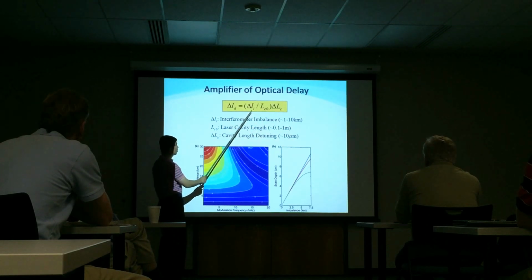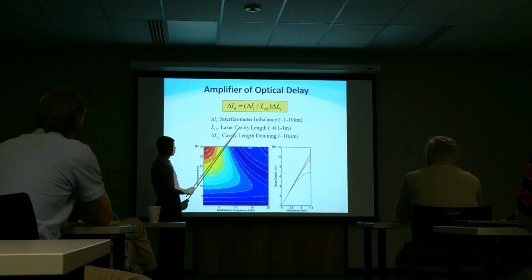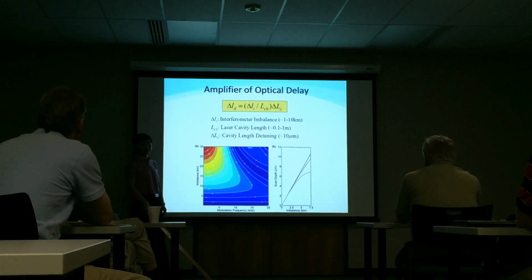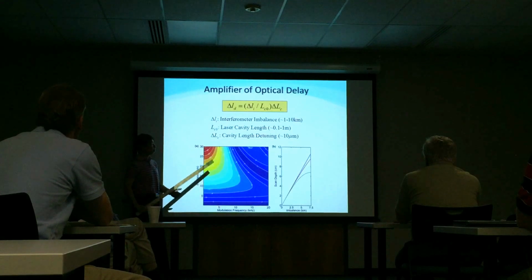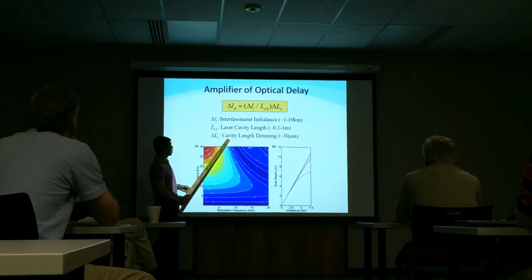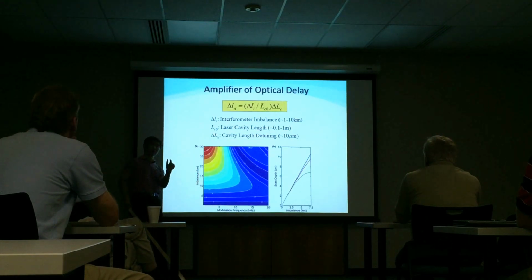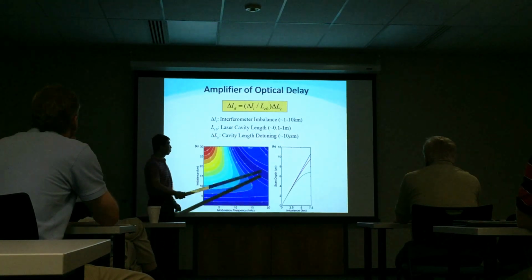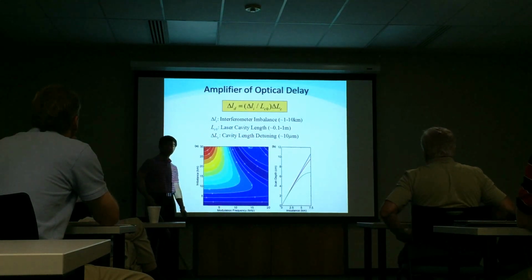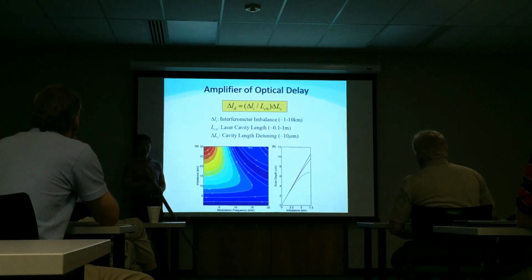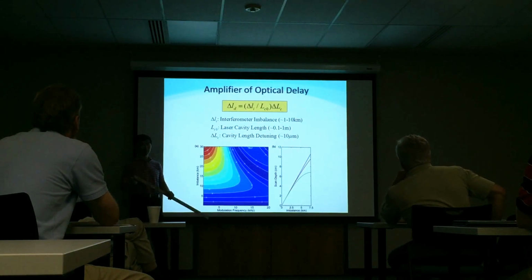This factor depends on the ratio between the interferometer imbalance and the nominal length of the laser cavity. Okay? So here's the nice part. Typically, for a PZT modulation, this detuning maximum is about a few microns, 10 microns. That's about what you can get out of a PZT.